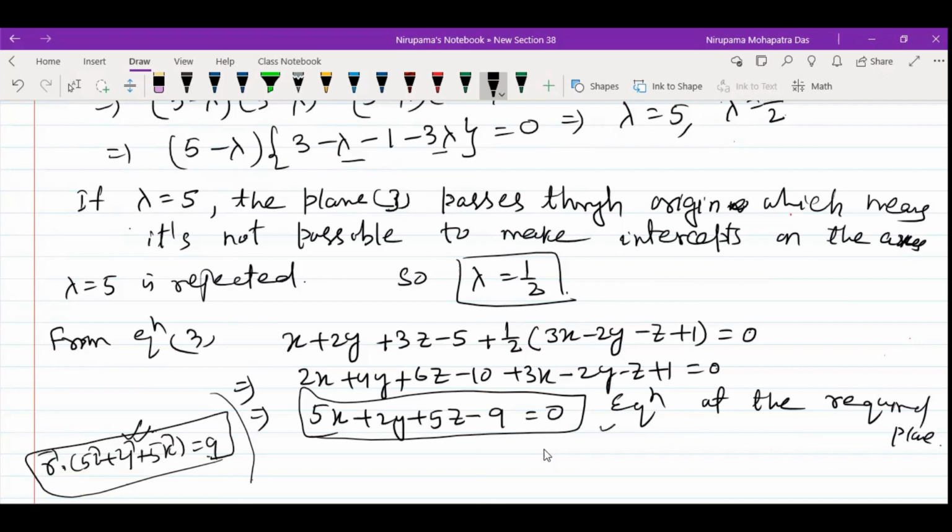Here we can verify our answer also, to know whether we have done correctly or not. You see the coefficients of x and z are equal. Okay, so this is one of the checkpoints that x-intercept equals z-intercept. So whatever is given, we have done it correctly.